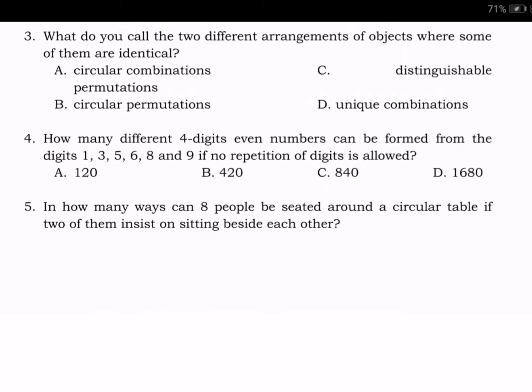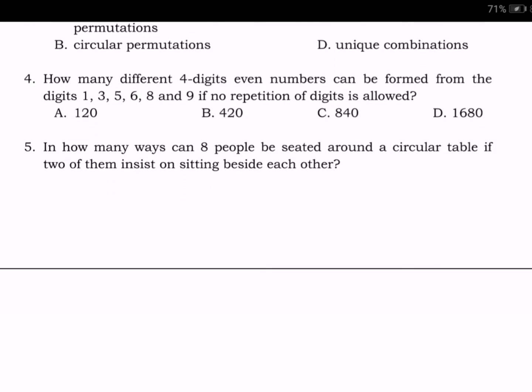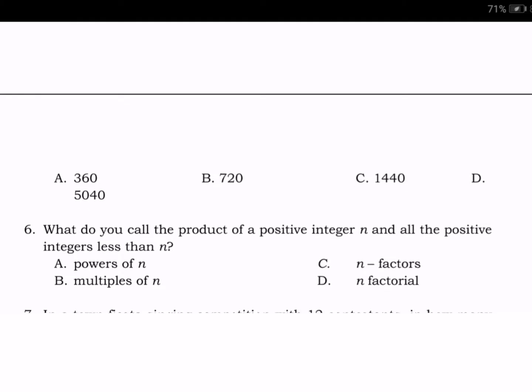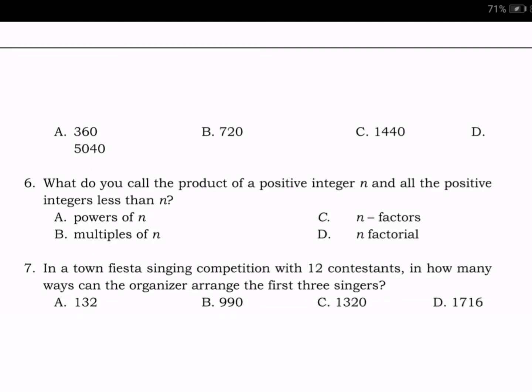Number 5. In how many ways can 8 people be seated around a circular table if 2 of them insist on sitting beside each other? The answer is letter C. 1440. What do you call the product of a positive integer n and all the positive integers less than n? The answer is D. N factorial.